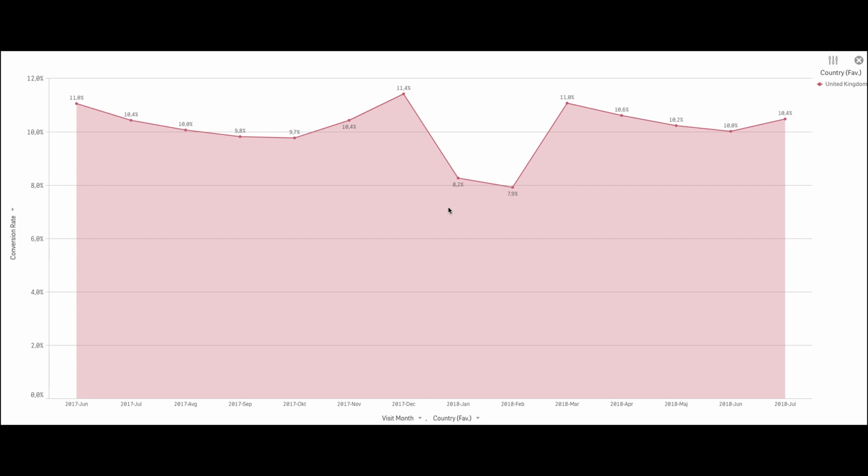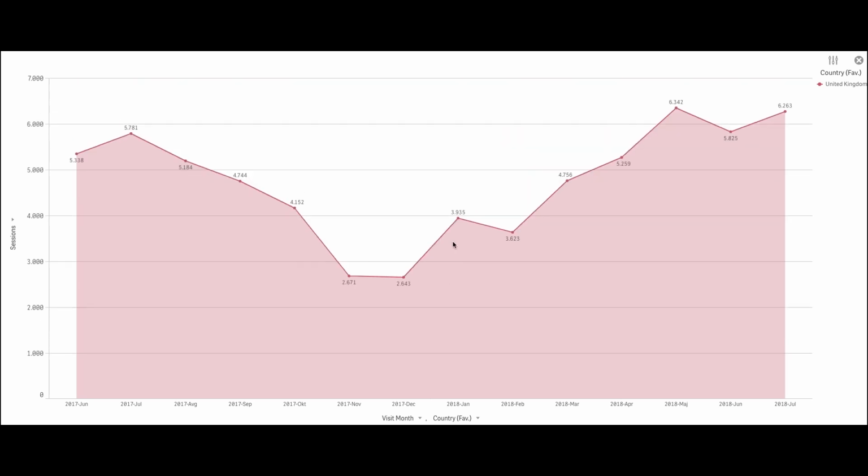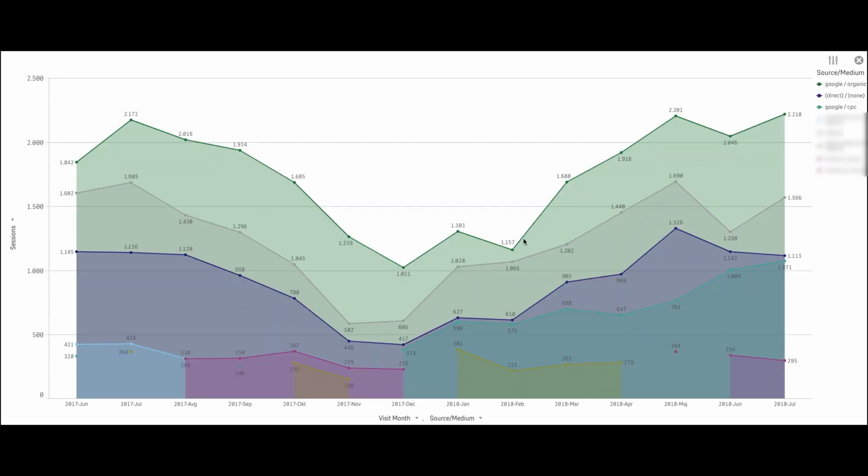Usually such big conversion drops happen because the most obvious reason is that the traffic quality dropped. So I'm going to first try to check this. I'm going to go back to sessions and try to see what happened with my sessions. I see growth on this market, but now I'm trying to see it by traffic structure.